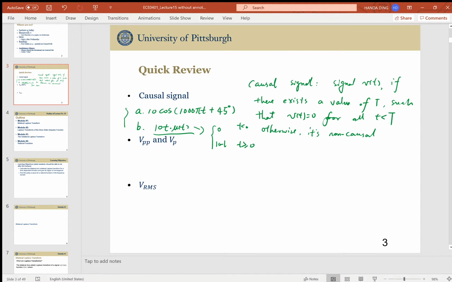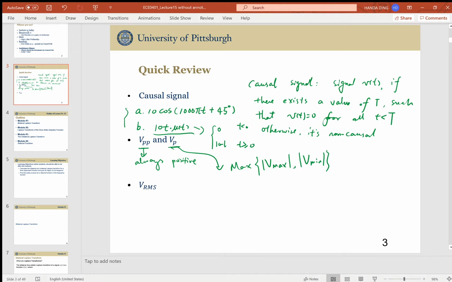All right, peak to peak. Any idea? Yeah, so that's the range between the maximum and the minimum. And the characteristic of this guy is that it's always positive. How about Vp? Vp is just the max of the absolute value of Vmax and Vmin.